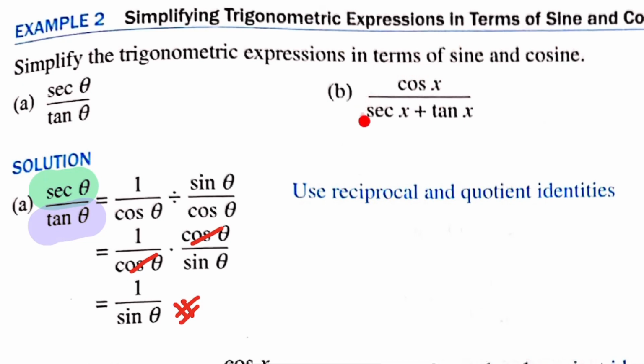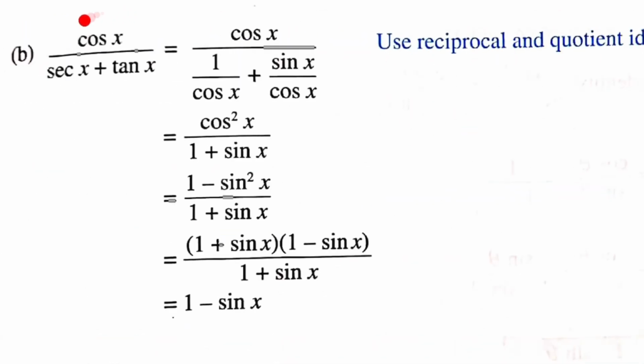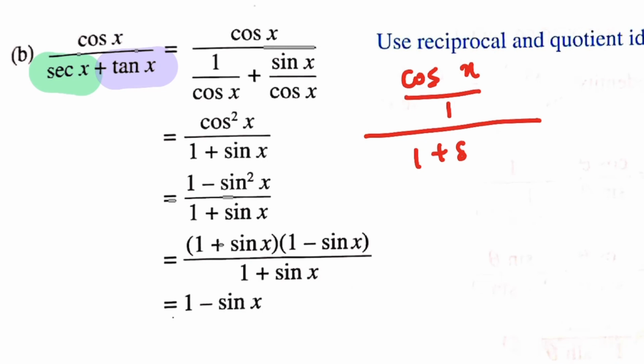Now let's see question B. Let's simplify cos x over secant x plus tangent x. So cos x is just cos x. Secant x, we can open up secant x to be 1 over cos x. Then we can open up tangent x to be sine over cos. So now since the denominator is the same, we can just combine them. Let me write here. This will become cos x over 1 over 1 plus sine x over cos x.